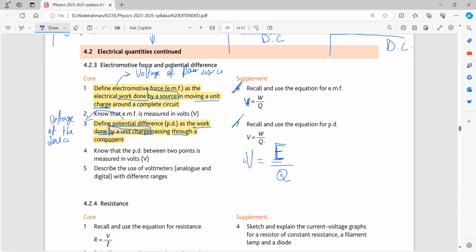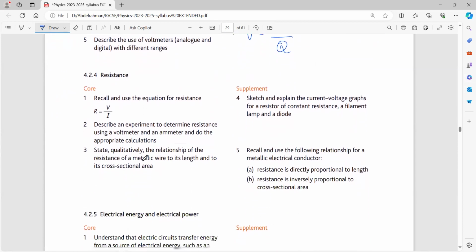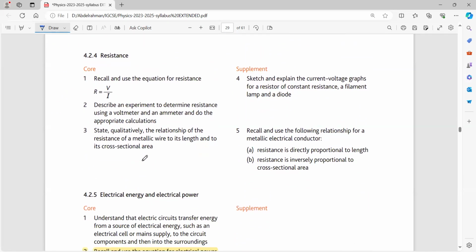Moving on. Again, we can use the voltmeters and ammeters. That's quite easy. Resistance R equals V over I. Sketch and explain the current-voltage graphs for a resistor of constant resistance, a filament lamp, and a diode. Okay, the current-voltage graph for a resistor.